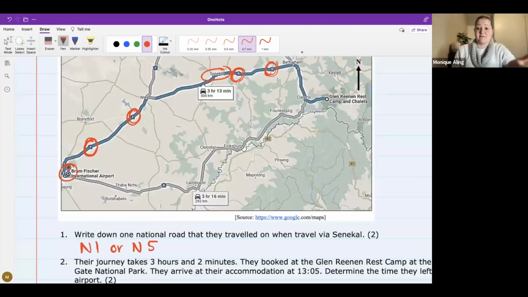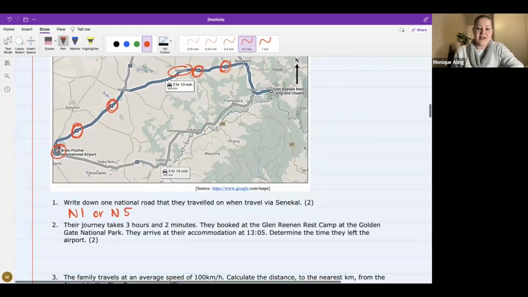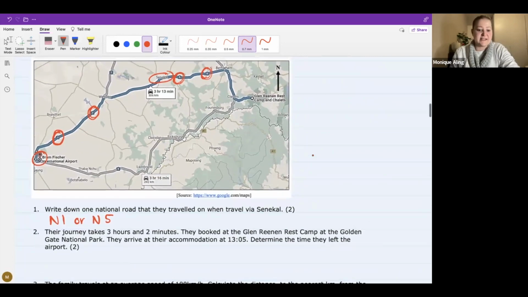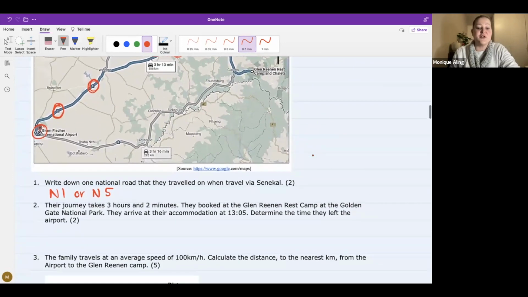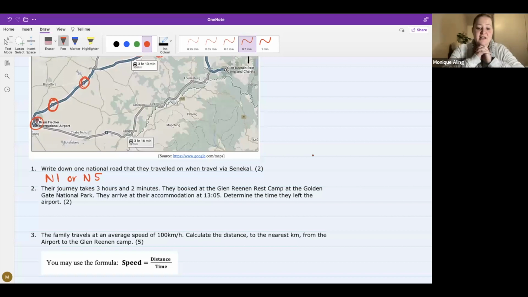Okay, so again, a mapwork question where they're asking you to name the roads that you travel on. Okay, so this family is traveling to the Glen Rennan Rest Camp. It says their journey takes 3 hours and 2 minutes. They booked at the Glen Rennan Rest Camp at the Golden Gate National Park. They arrive at their accommodation at 13:05. Determine the time they left the airport.